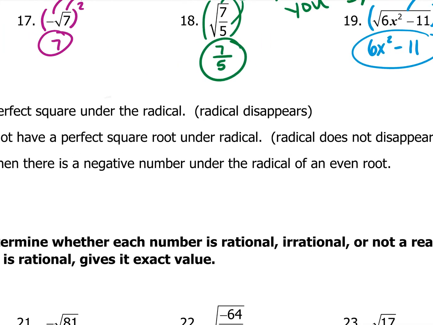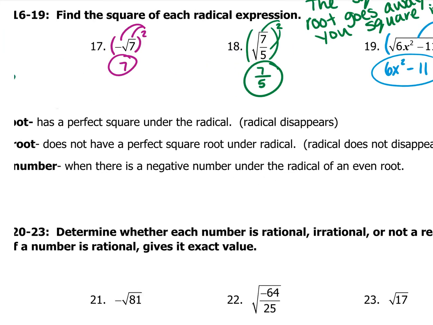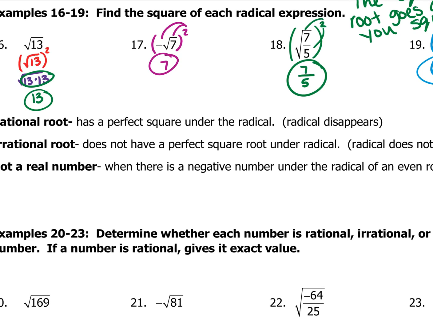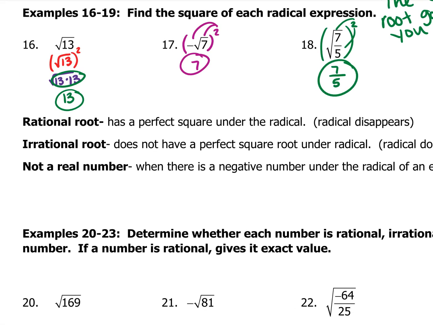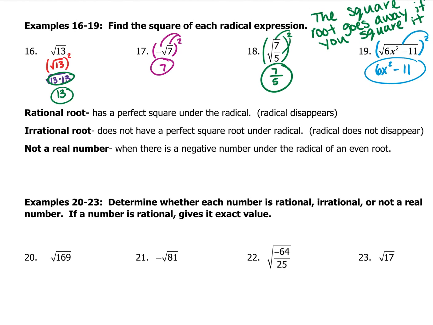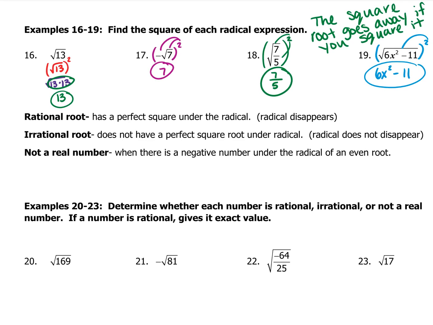On a bunch of the problems, it asks you if your answer is rational, irrational, or not a real number. So your rational has a perfect square under the radical. So the radical goes away, you're left with a whole number. So maybe write that down. I know it's kind of small, but I'm going to put this on Google Classroom. So if you need to come back to here, that's fine. If you need to pause, that's also okay.